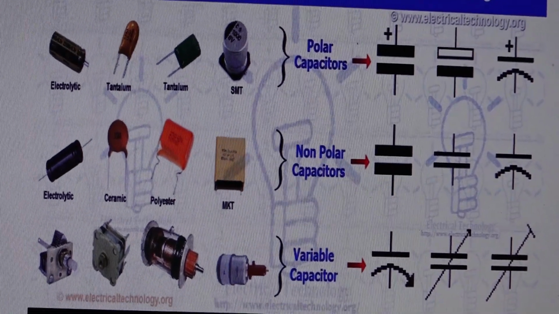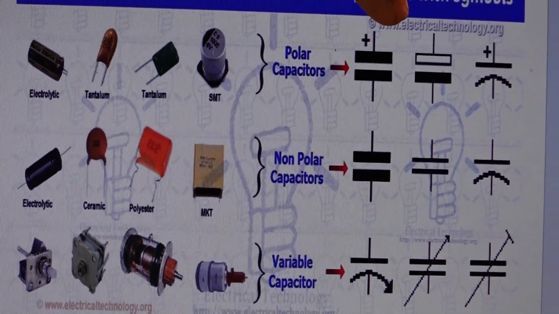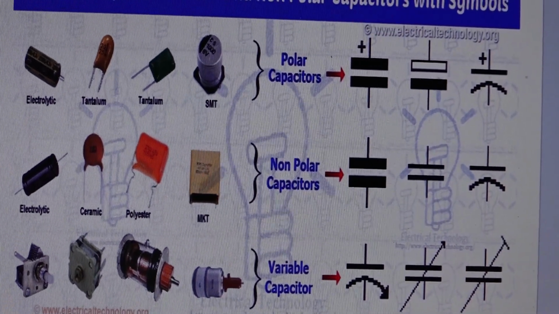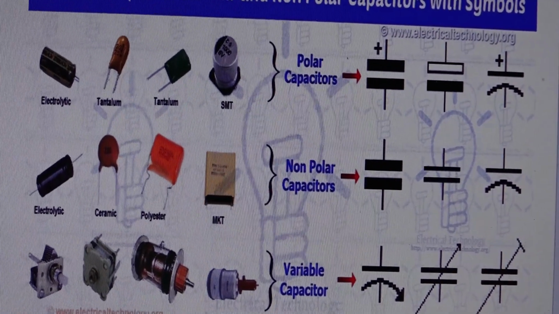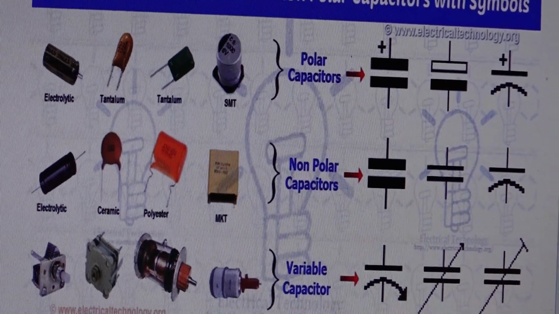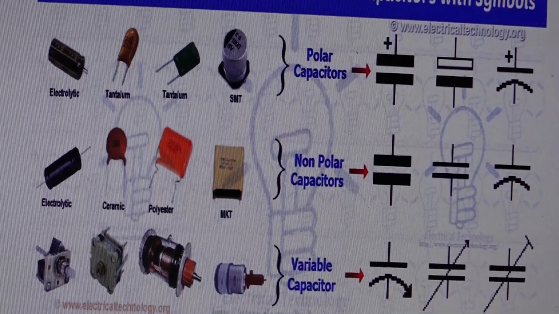So the symbol of an electrolytic capacitor, a polarized capacitor, can be this one with the positive sign, or it can be one end open and one end closed, so the open end is positive. And the closed, or shadowed, end is always negative. Or it can have this schematic symbol.